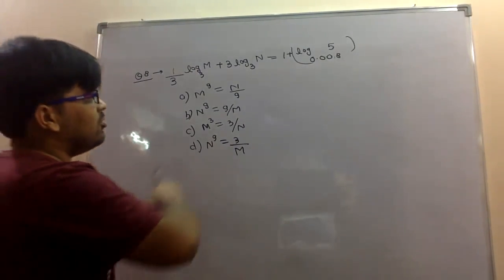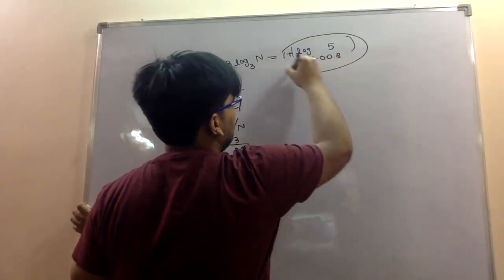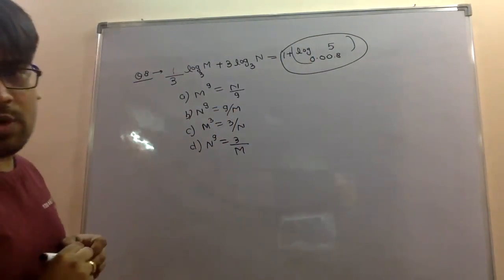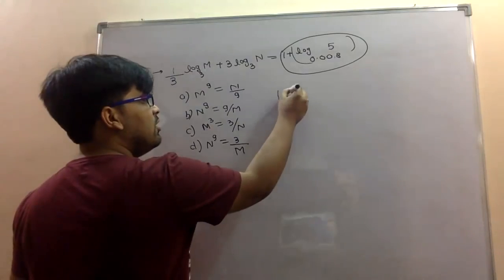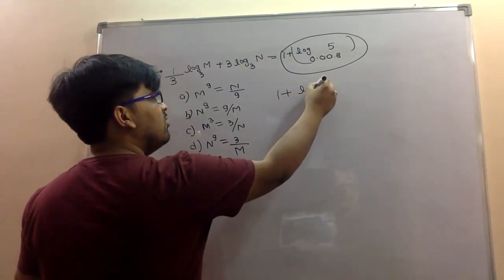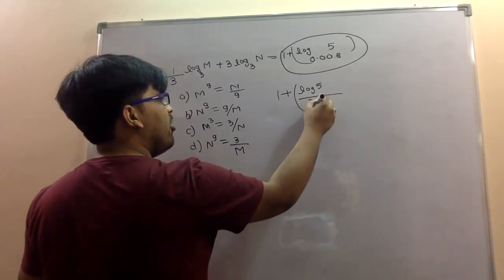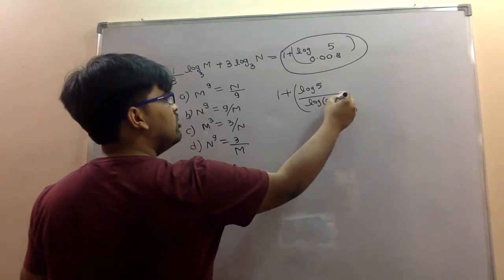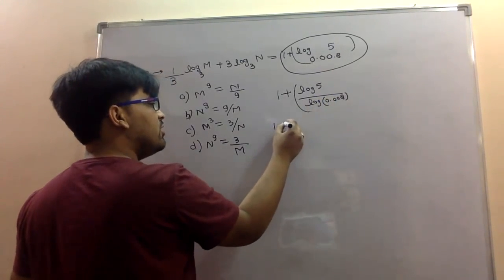ठीक है, स्टार्ट करते हैं. तो this is easy to start ना, ये सॉल्विंग हम लोग कर सकते हैं. We can solve this particular thing. That is 1 plus log 5 divided by log 0.008. So this is log.